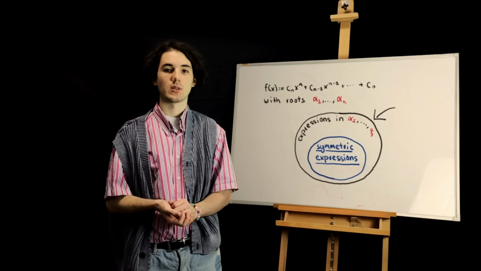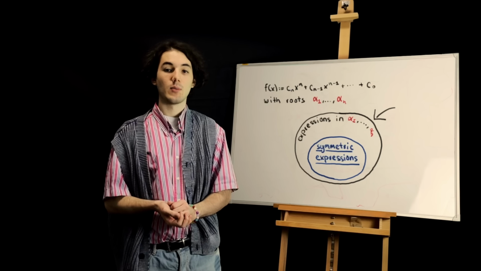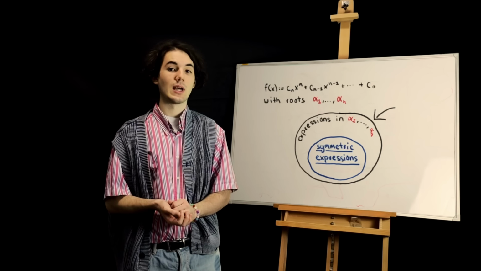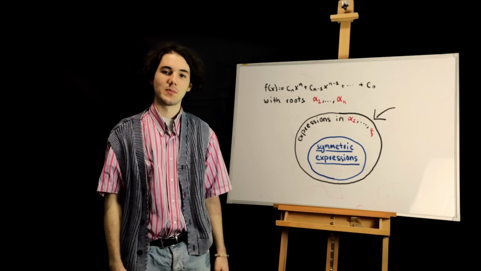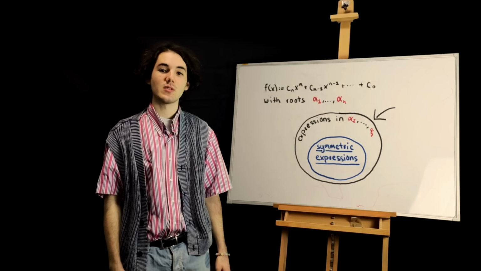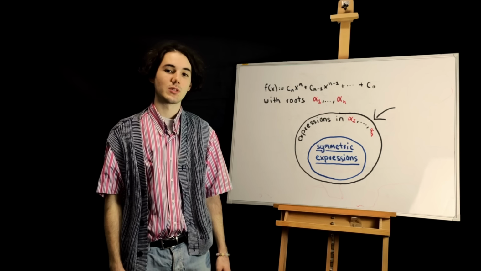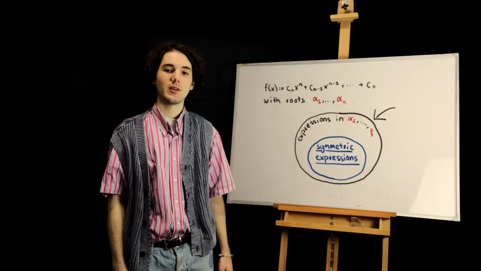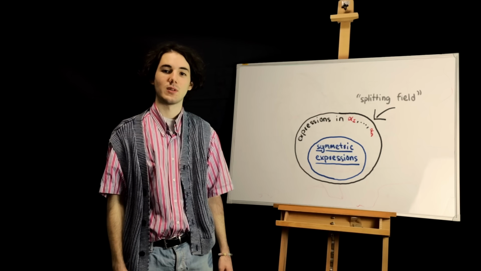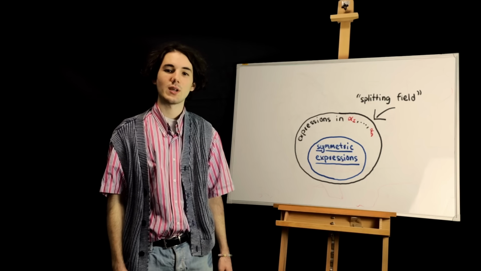So, 2 things. We consider the space of all possible expressions in the roots, symmetric or otherwise, and we elevate the importance of symmetric expressions. I believe this sets us up perfectly to study Galois theory. Let me explain. The space of expressions in the roots is the arena in which Galois theory plays out. There, it is referred to as the splitting field of a polynomial f of x. And the special importance attributed to symmetry strikes gold.